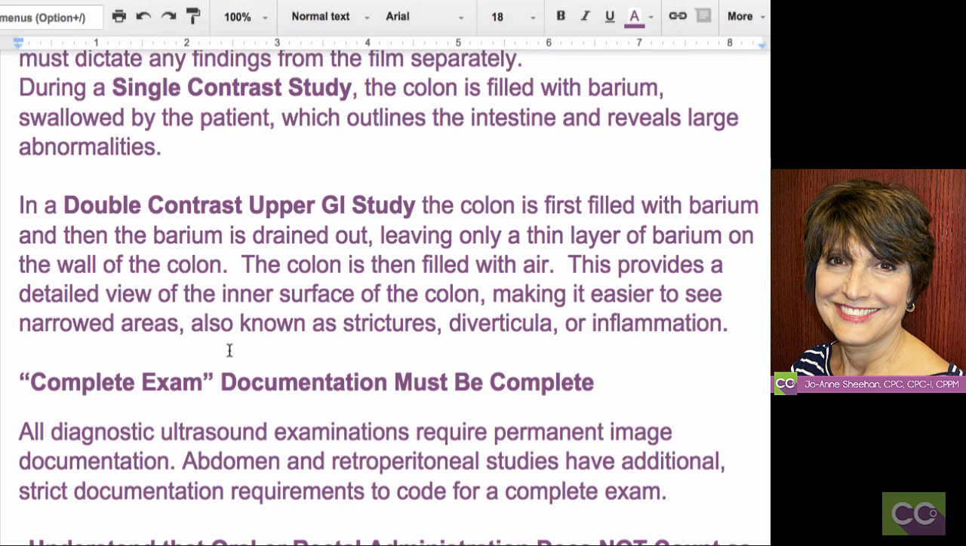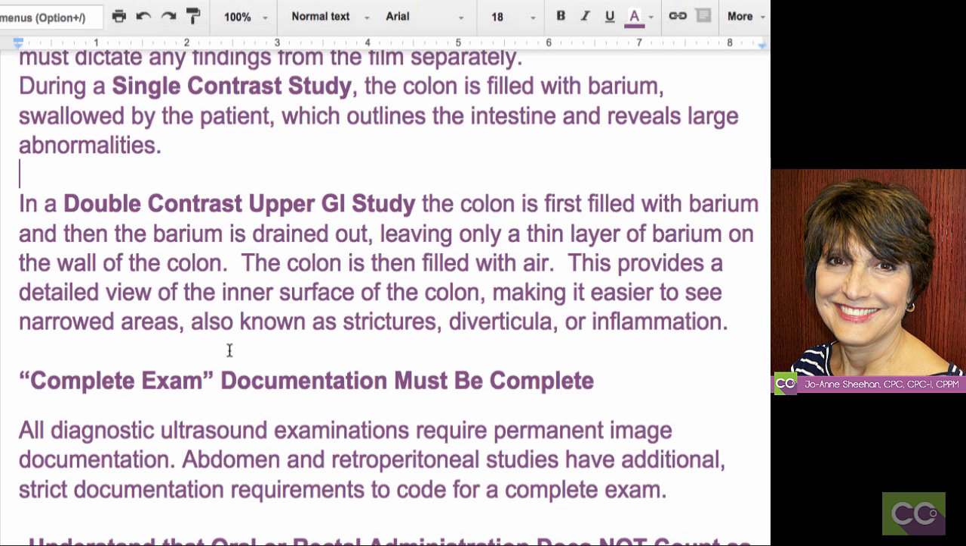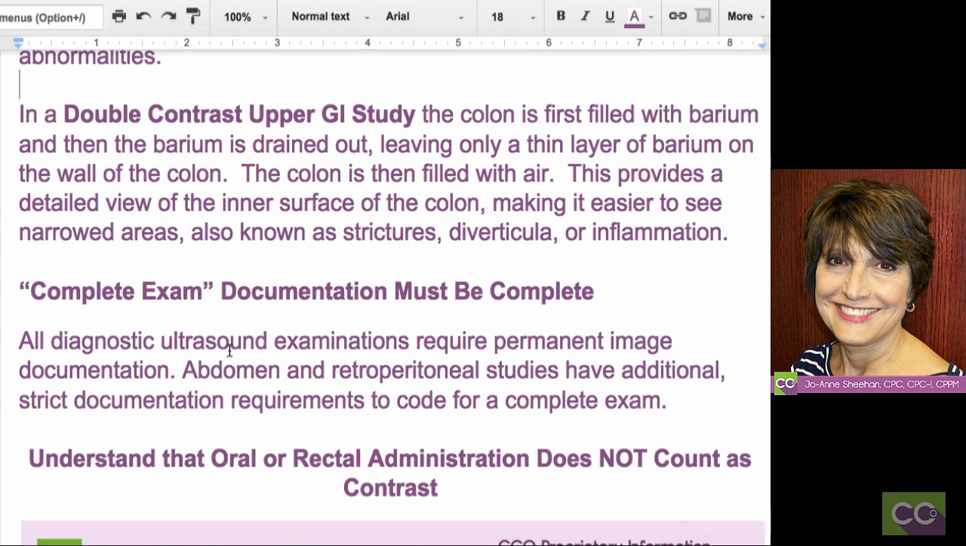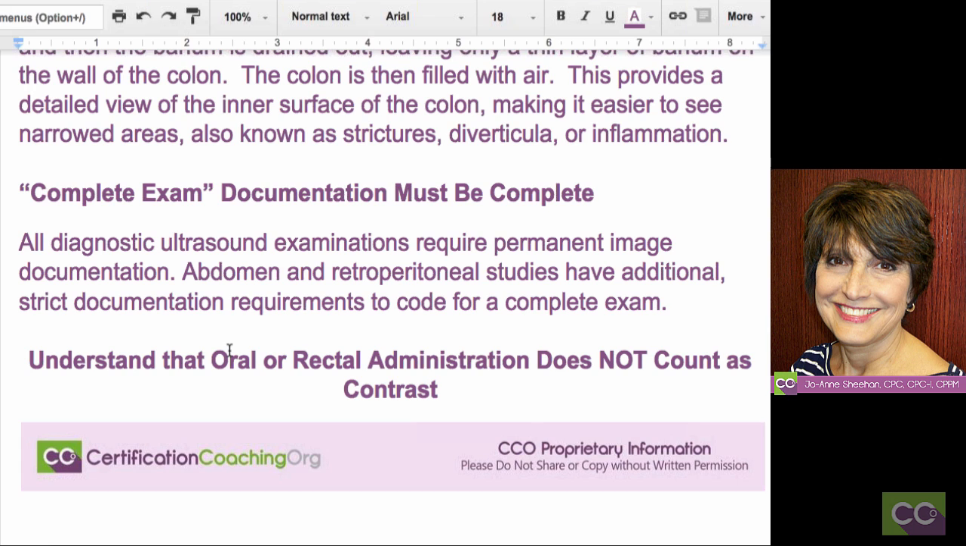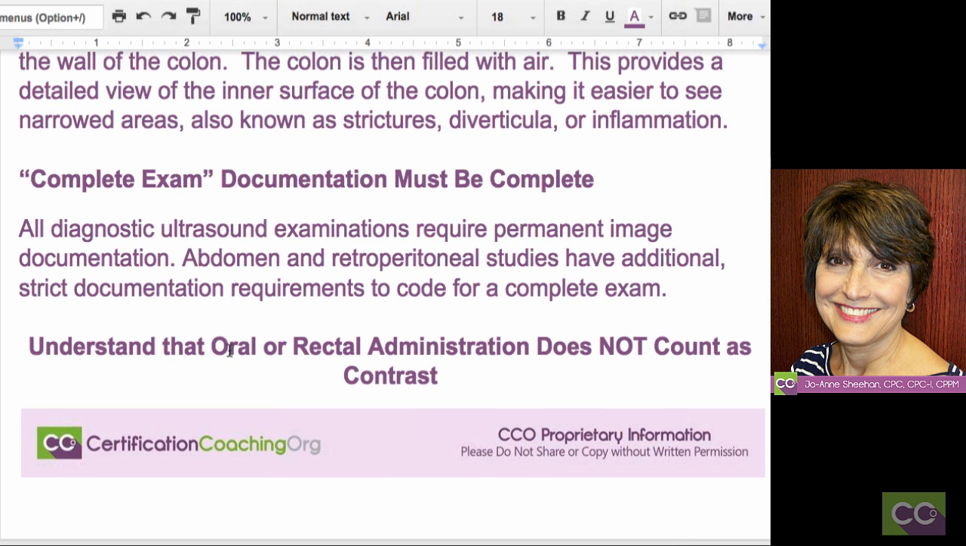And that's all relative to, when you see the name of the study and then you see what's been done, that's how you find your actual CPT codes. And the exam has to be complete. All documentation must be complete. It must be indicated as complete. And there are certain studies that have additional strict documentation requirements to code for a complete exam. And you can get that on the Medicare website, or you can Google any insurance company, or just plain Google it if you have to. And you'll get the information that's required.